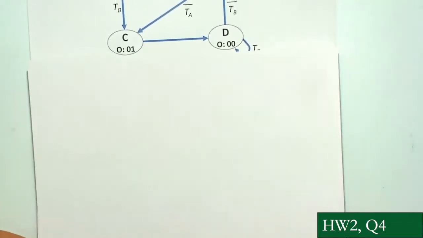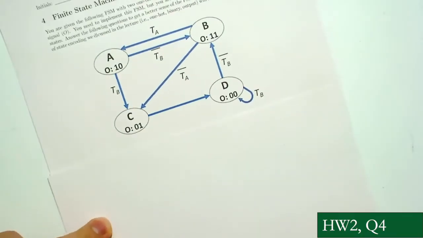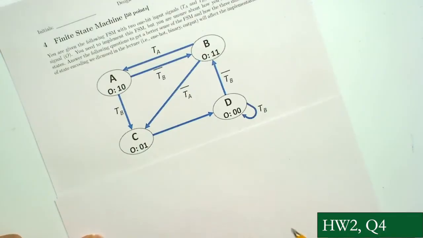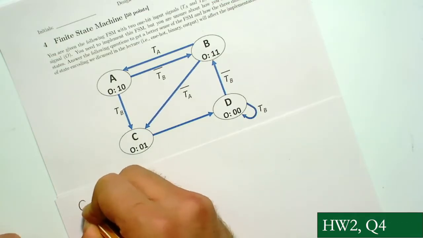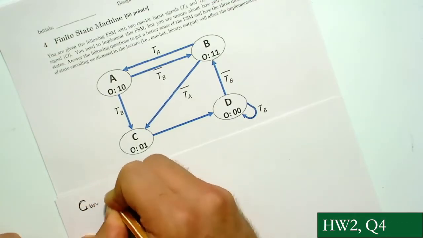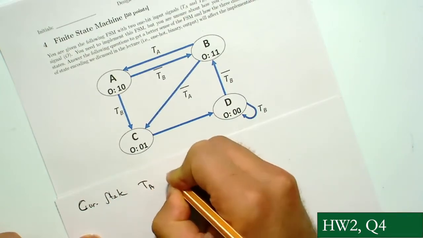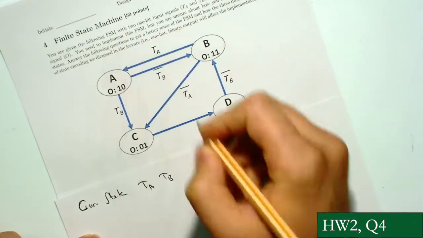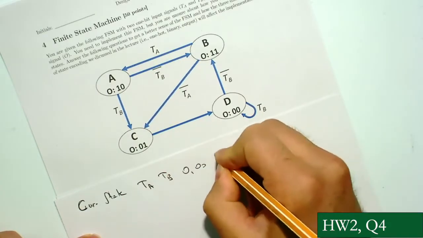So what I'm going to do now is write a truth table, a higher level truth table, I would say, because I'm not going to represent the states with bits. This will be my reference for the next three questions. For that truth table, I have current state, my TA, TB, the output which is 2 bits, O1, O0, and the next state.